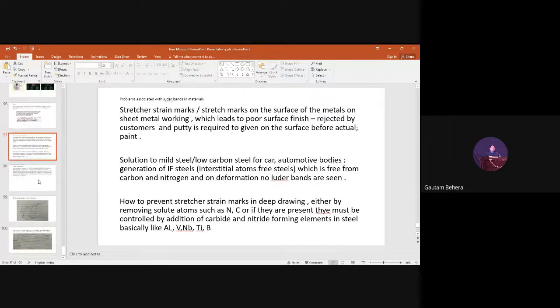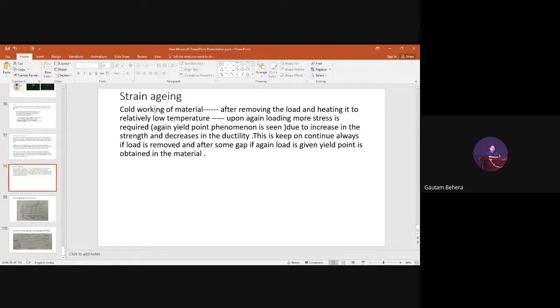Okay, fine. I have mixed these points. We'll discuss that soon after discussing this one. You can see cold working of the material. That means I have deformed the material plastically. Then after removing the load, I will heat it to a relatively low temperature for a particular duration of time. Then again, upon loading, more stress is required. Why? I have told you again, that means again yield point phenomenon is seen in the material due to increase in strength and decrease in ductility. This keeps on continuing always: if load is removed, and after some gap load is given again, yield point is seen in the material.